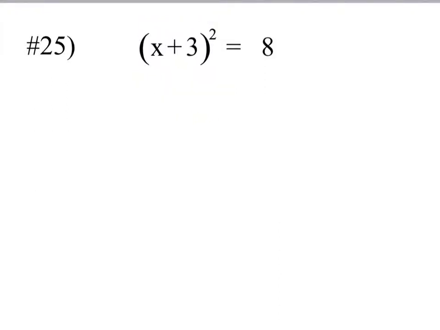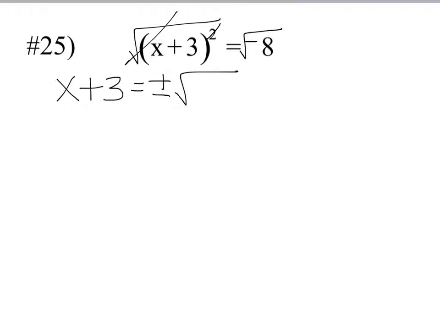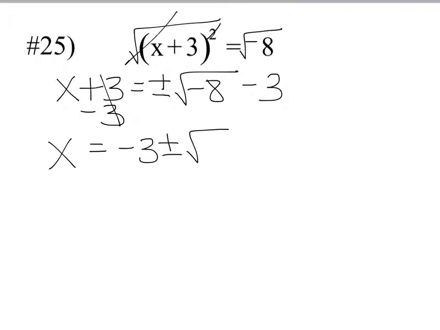Okay, 25 is (x plus 3) squared is equal to negative 8. Take the square root of both sides in order to get the square root to cancel, leaving you x plus 3 is equal to plus or minus, because we made the radical, square root of negative 8. Then I'm going to subtract 3 from both sides, which gives you x equals negative 3 plus or minus the square root of negative 8. See how I wrote it in the correct order there?